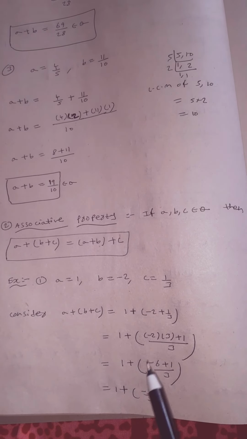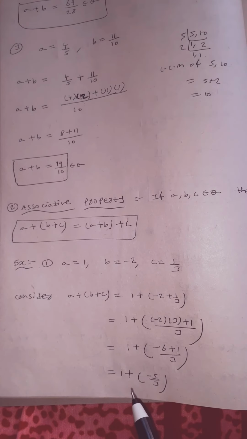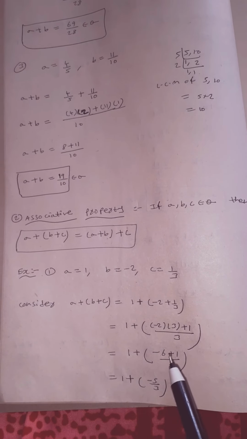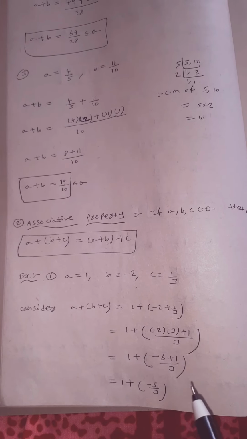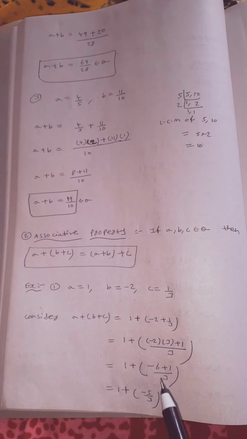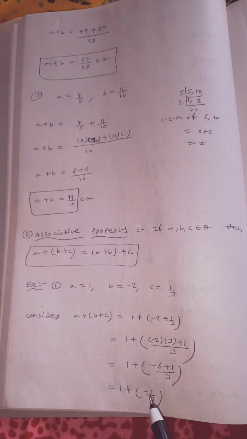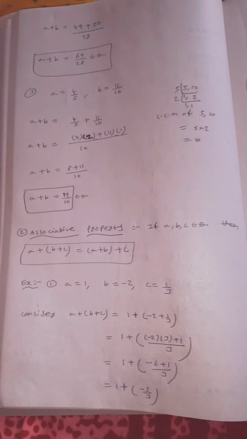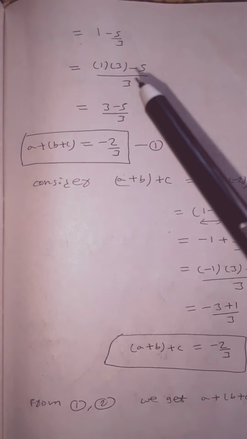So write 1 as it is plus minus 2 into 3 is minus 6 plus 1 by 3. So 1 write as it is plus minus 6 plus 1. The big number is having a negative sign, children. So you will get the answer in negative. So minus 6 plus 1 is minus 5 by 3. So here write 1 as it is plus into minus how much, children? Minus. So 1 minus 5 by 3.